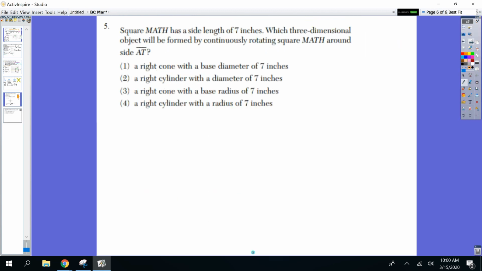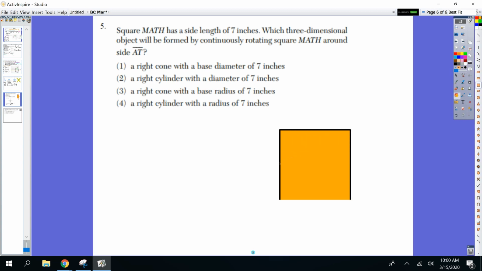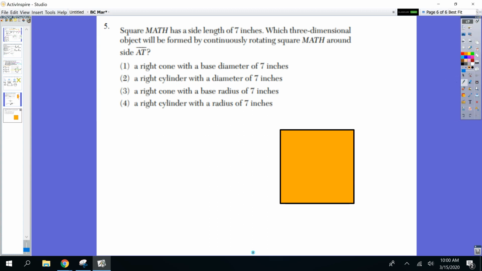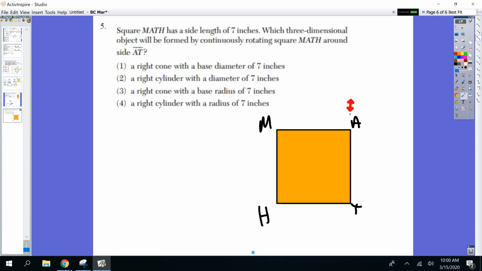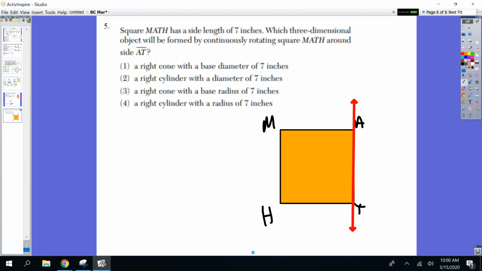I got a square now that has a side length of 7. And we're going to rotate it continuously around side AT. We're told that one side is 7, and as we know for a square, all sides will be 7. What am I going to end up with?